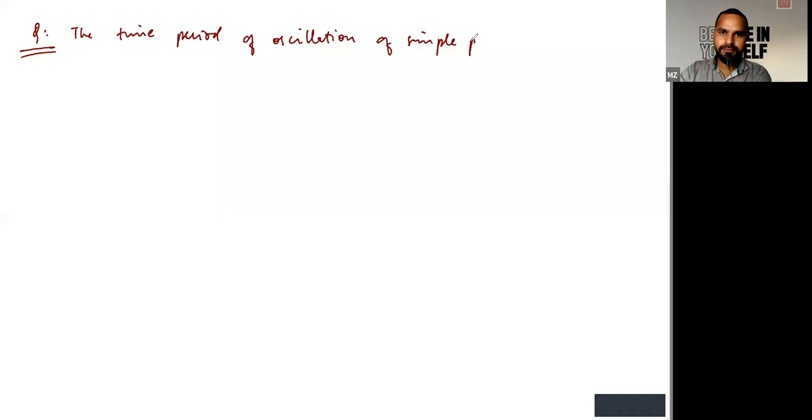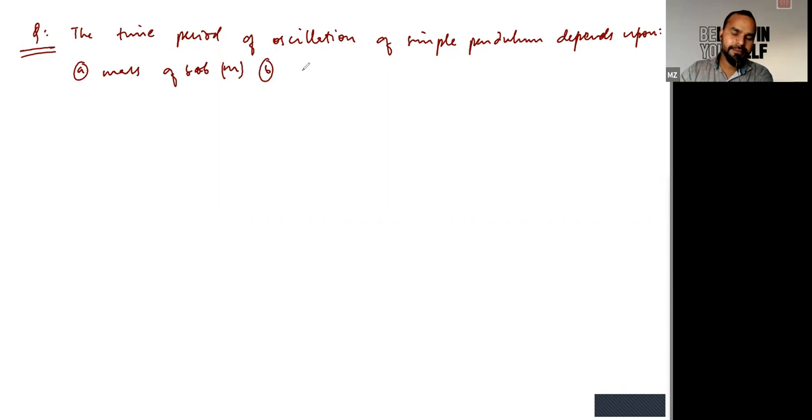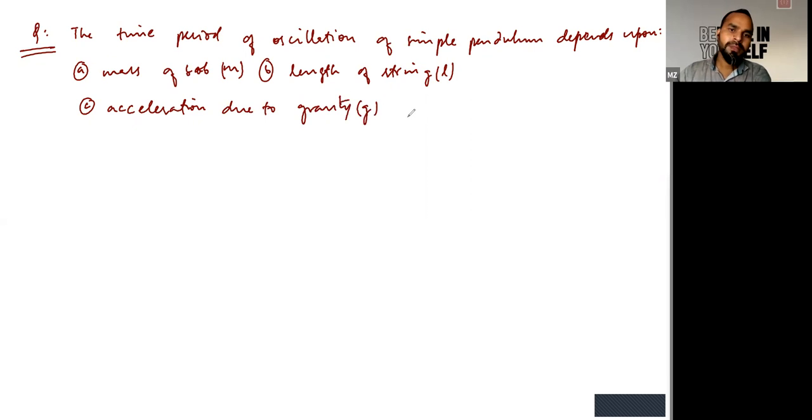I'm giving you a problem. Suppose the time period of oscillation of a simple pendulum depends upon, first, the mass of the bob, second, the length of the string L, third, the acceleration due to gravity. Use the proportionality constant K to be 2 pi.